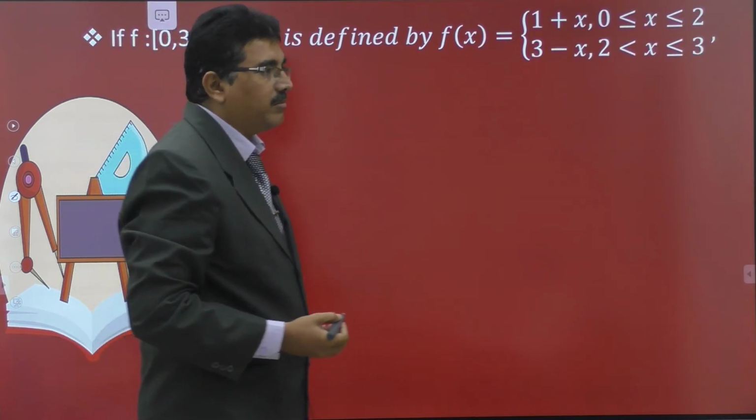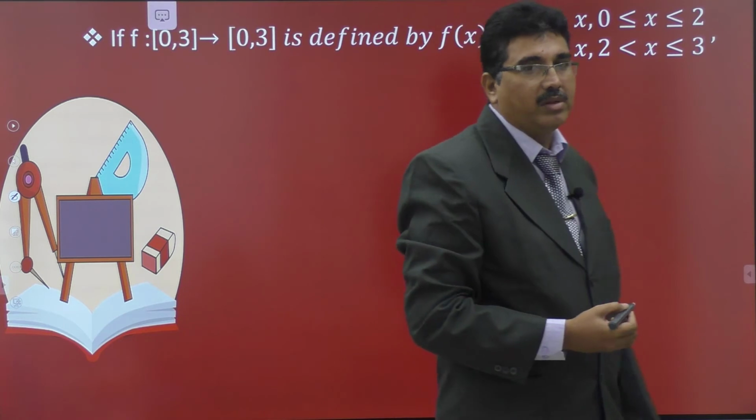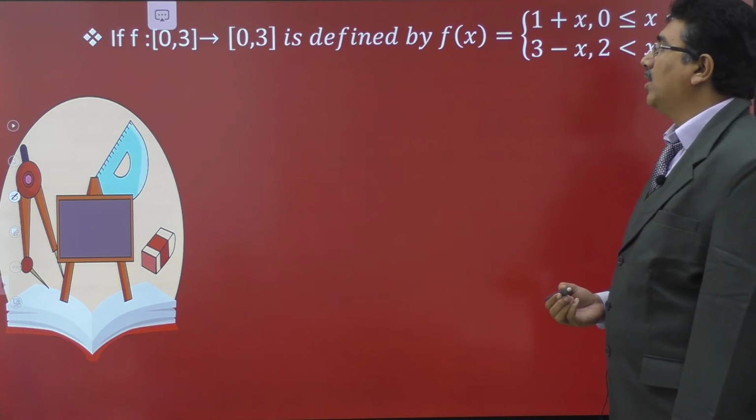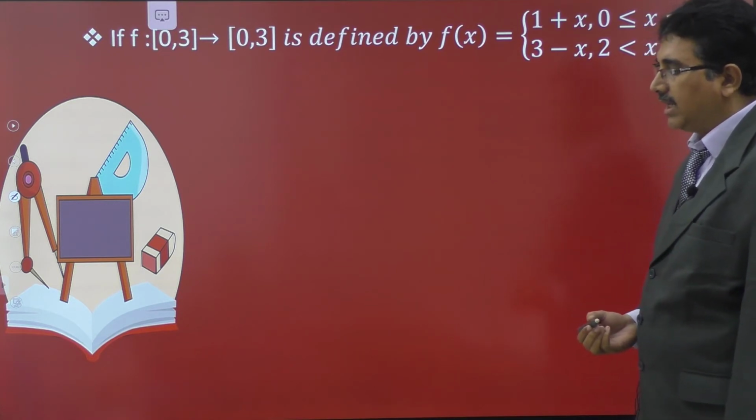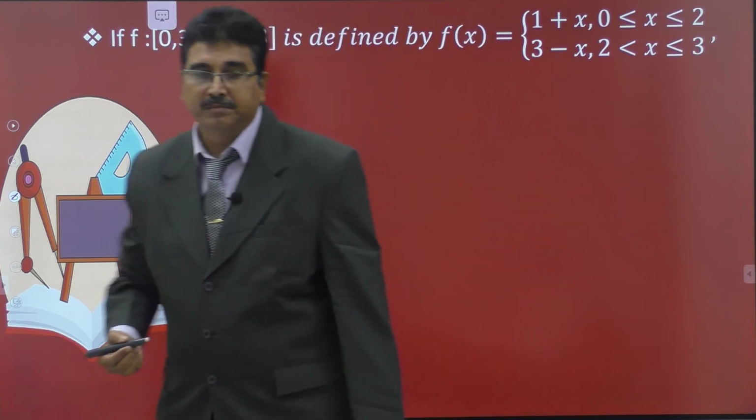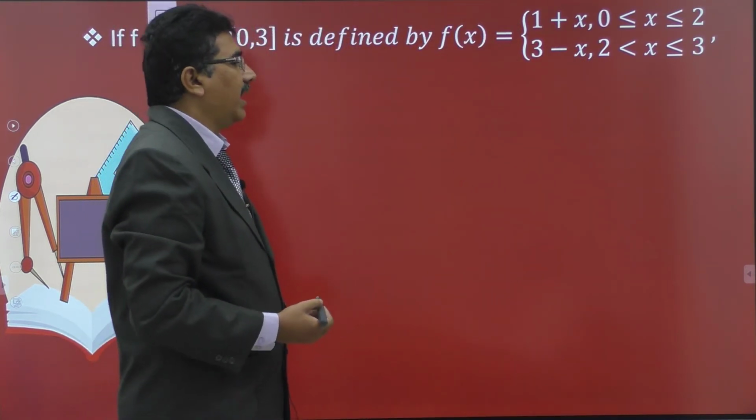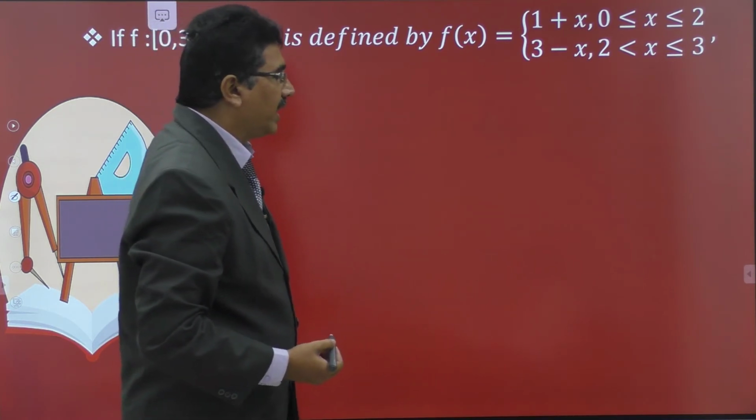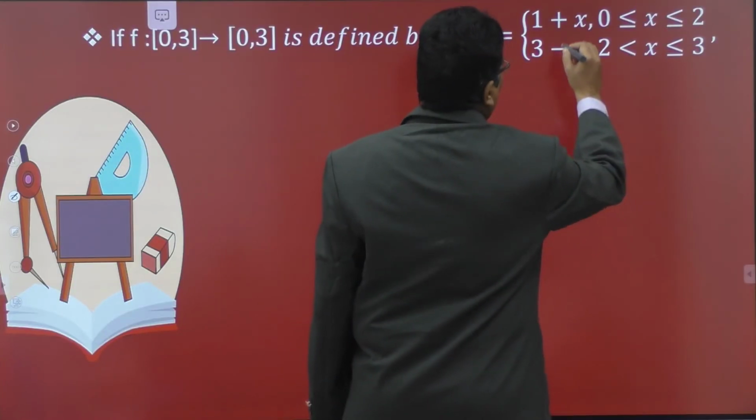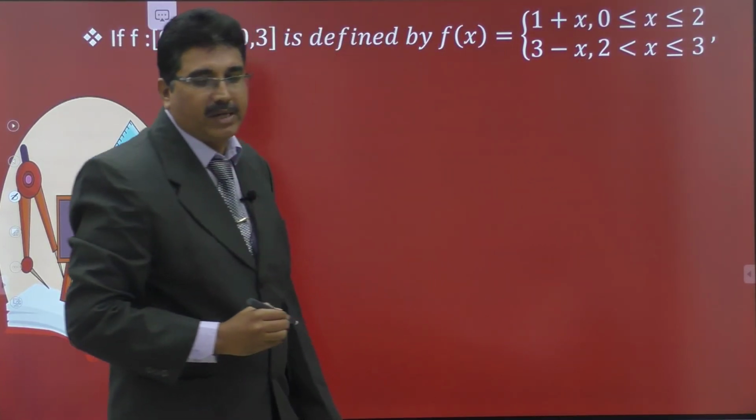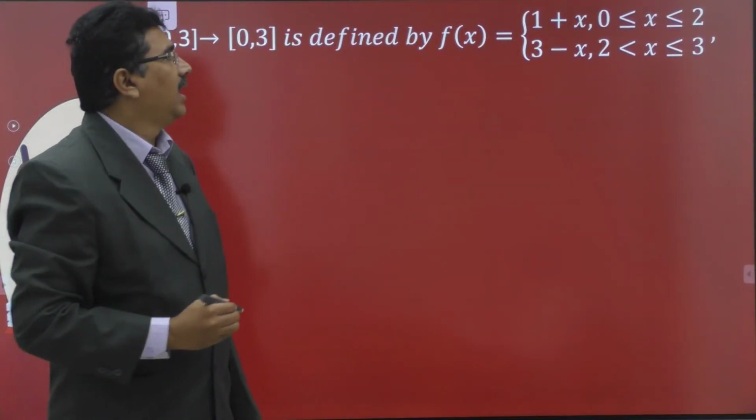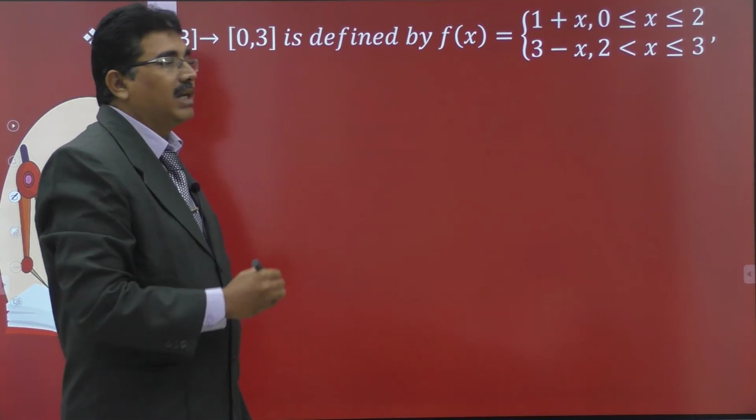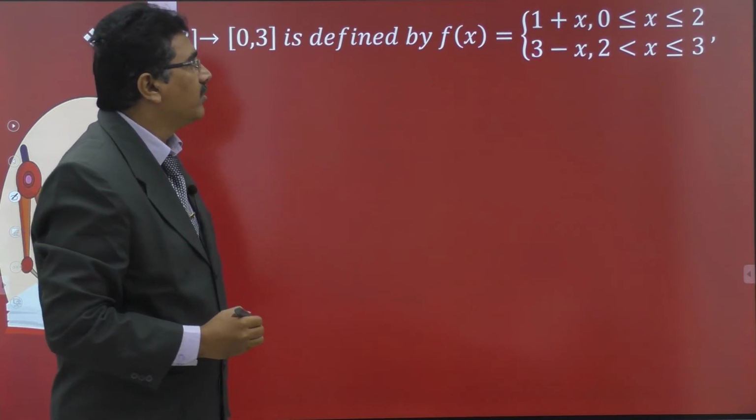Right, now see one problem. F mapping from closed interval [0, 3] to closed interval [0, 3] is defined by f of x can be defined as a piecewise function. If x lies between 0 and 2, then f of x is equal to 1 plus x. If x lies between 2 and 3, then f of x is equal to 3 minus x. Right, f of x is defined like a piecewise function.